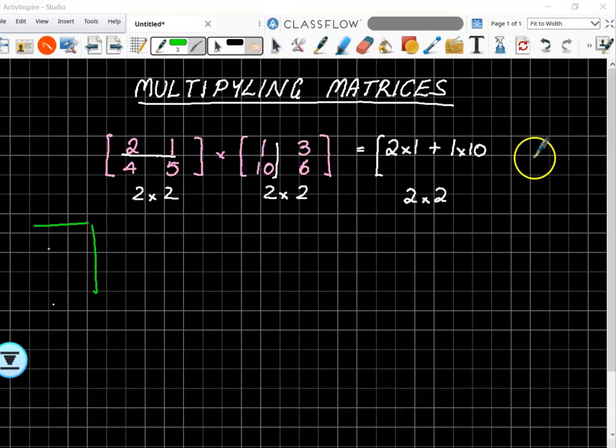To get this spot here, what do you think we're going to do? It's the first row by the second column. So first row, but now by the second column. So what do you think we're going to do? We're going to say 2 times 3, correct. Plus 1 times 6.